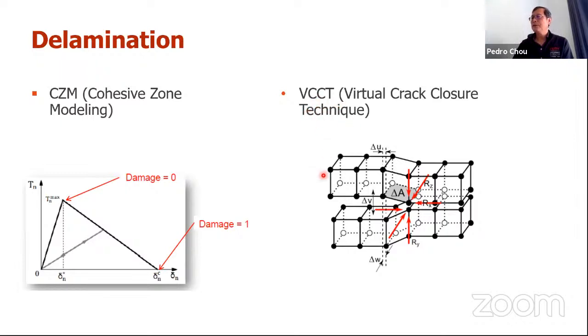You also may want to do the VCCT, which is an energy-based technique. So basically, you calculate the energy release rate necessary to cause a failure, and Ansys will just go and start splitting the mesh for you, and then the crack can start propagating. So we are not going to talk about these today. That might be a subject for future AVAs.